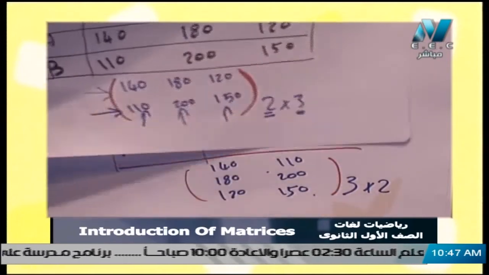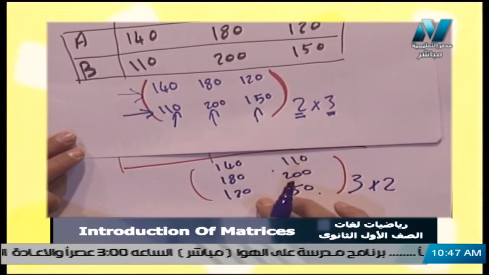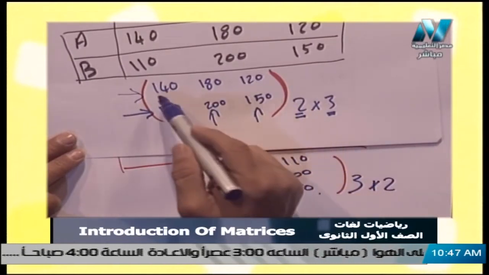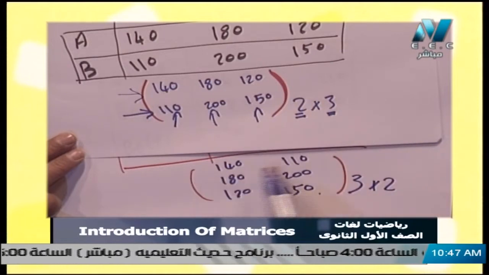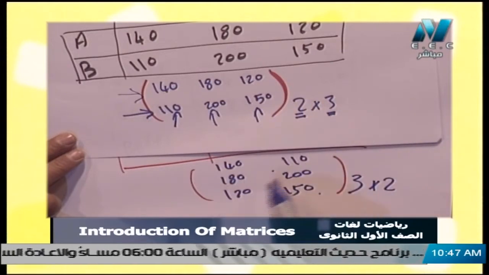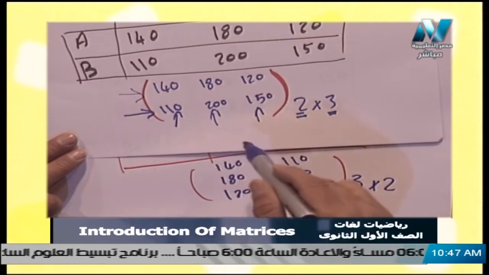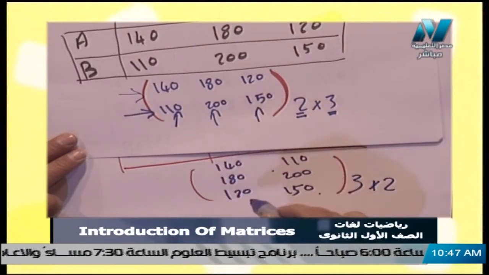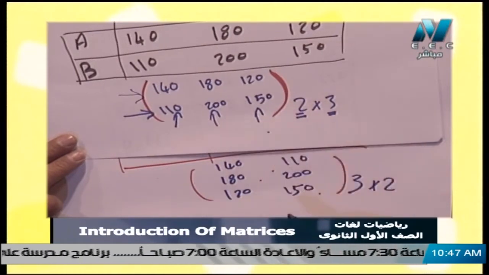The same data, we have written them by two methods of matrices. This matrix first here, and this matrix. This matrix has two rows and three columns, but this one has three rows and two columns. They are the same data. We will call this matrix a transpose of this matrix. Okay?